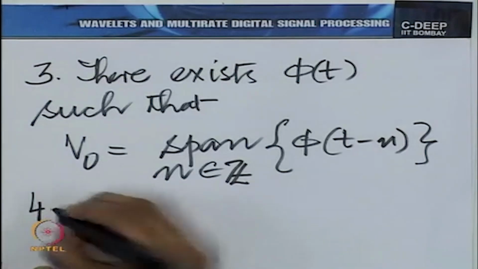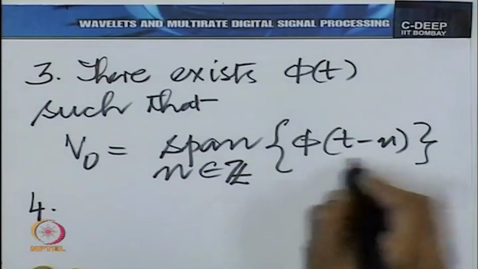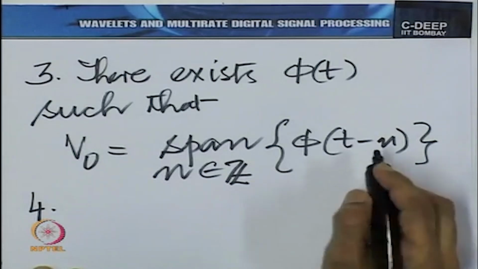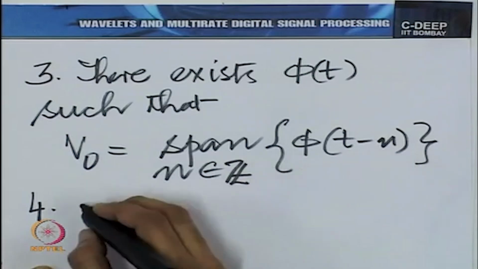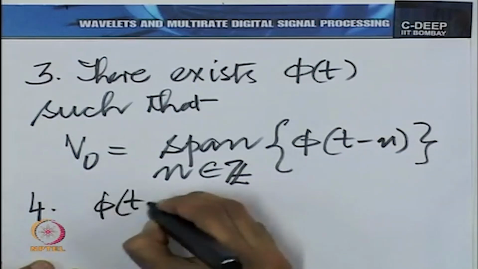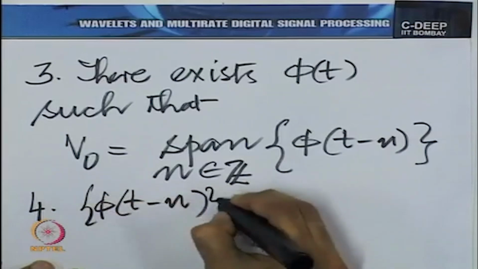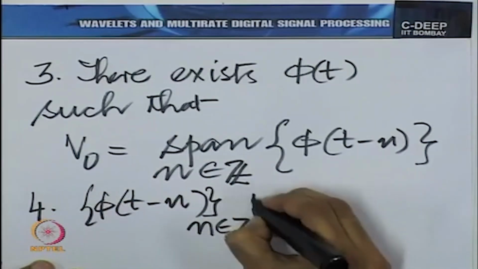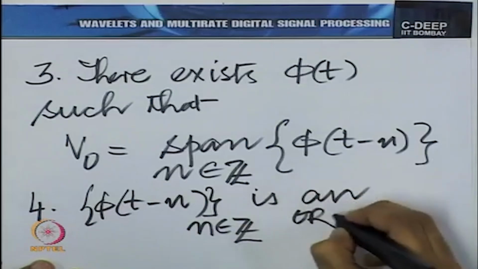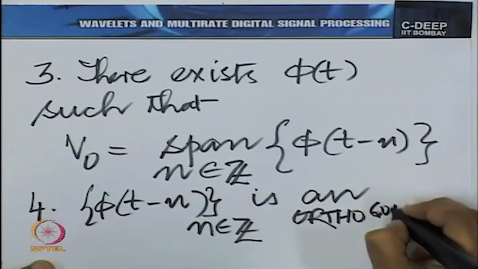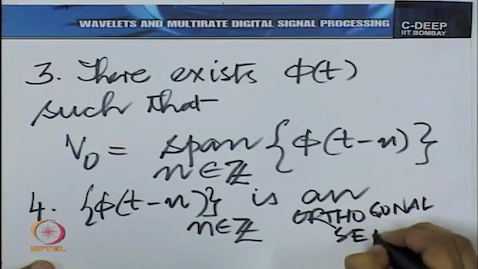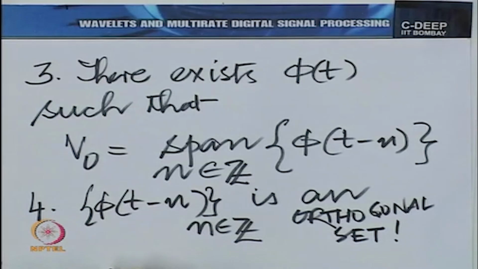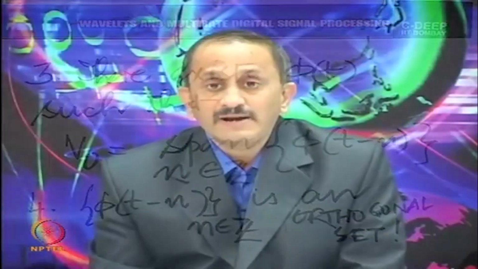Point 4. In fact, it is not just span, there is something more. These phi t minus n over all n is an orthogonal set. This is a deeper issue here. Now, we will explain in more detail the notion of orthogonality in the next lecture, but for the moment let us be content to put this down as an axiom.